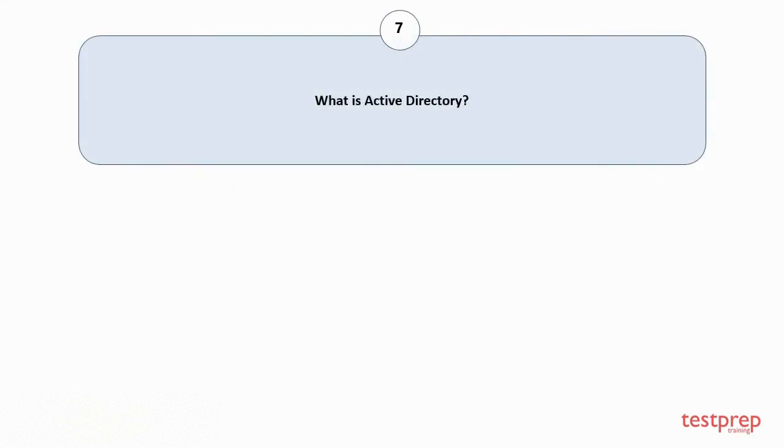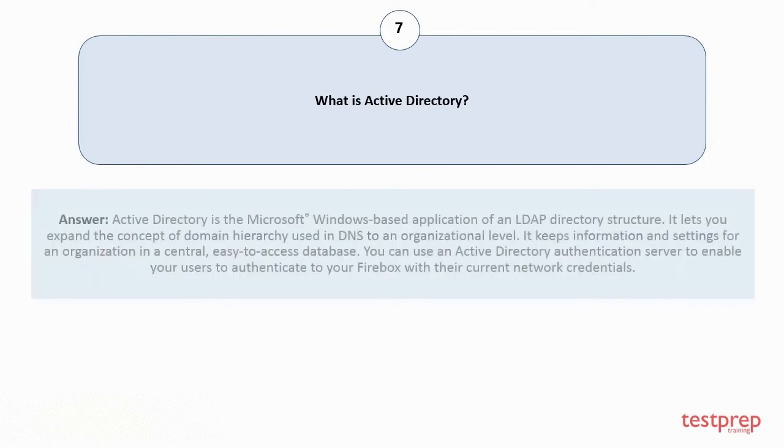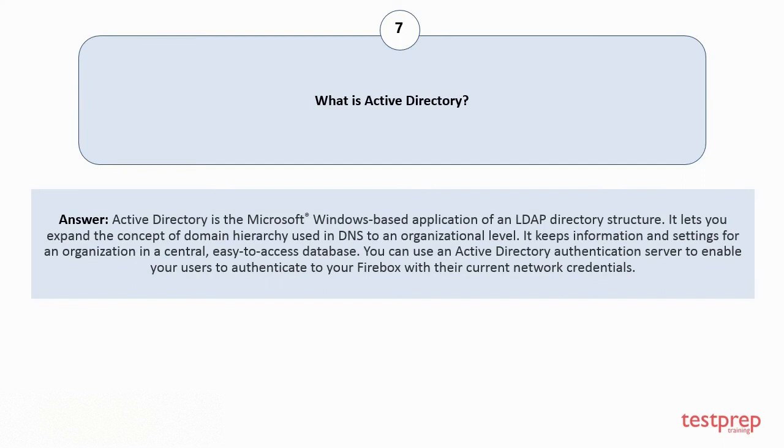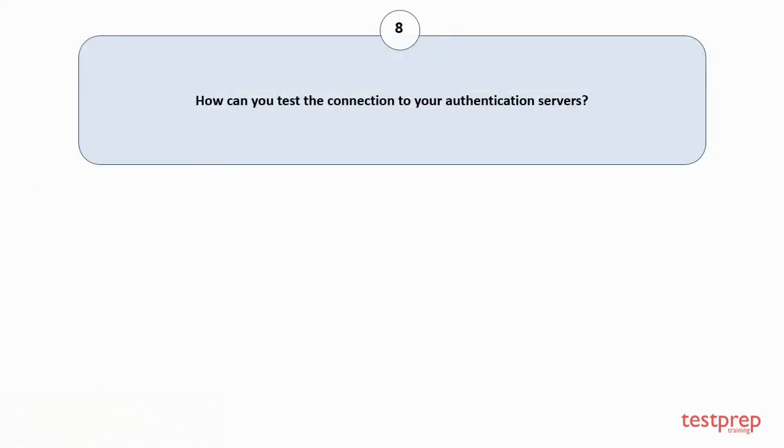Question number 7, what is Active Directory? Your answer is: Active Directory is the Microsoft Windows-based application of an LDAP directory structure. It lets you expand the concept of domain hierarchy used in DNS to an organizational level. It keeps information and settings for an organization in a central, easy-to-access database. You can use an Active Directory authentication server to enable your users to authenticate to your Firebox with their current network credentials. Question number 8, how can you test the connection to your authentication servers?